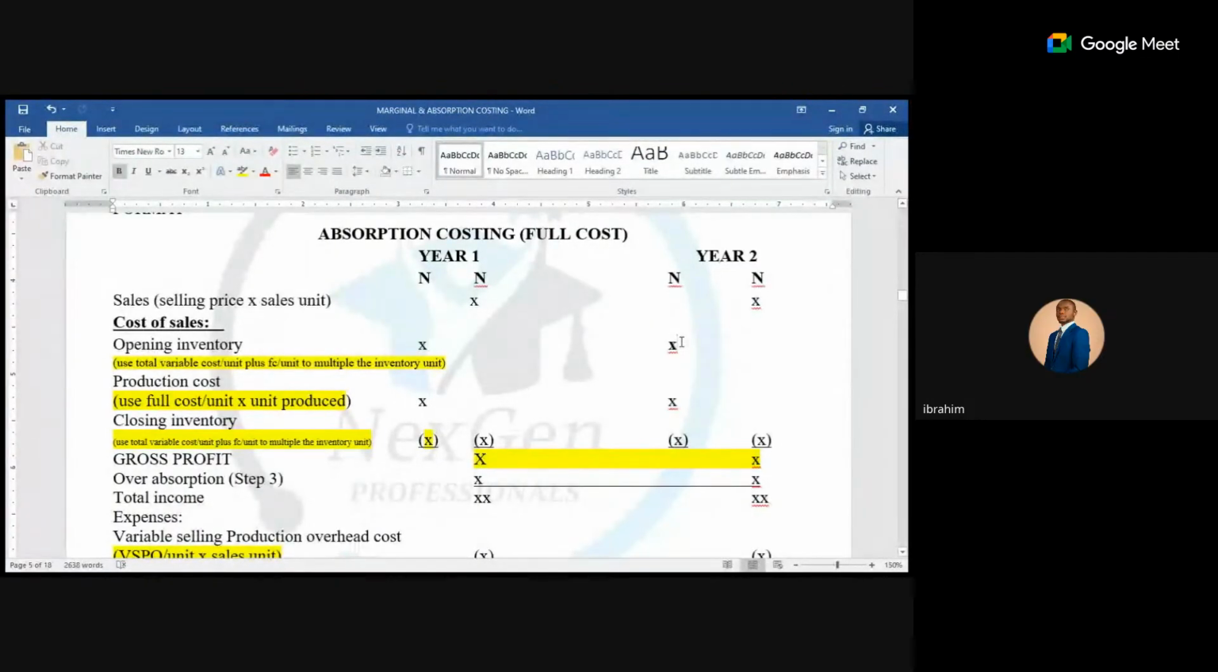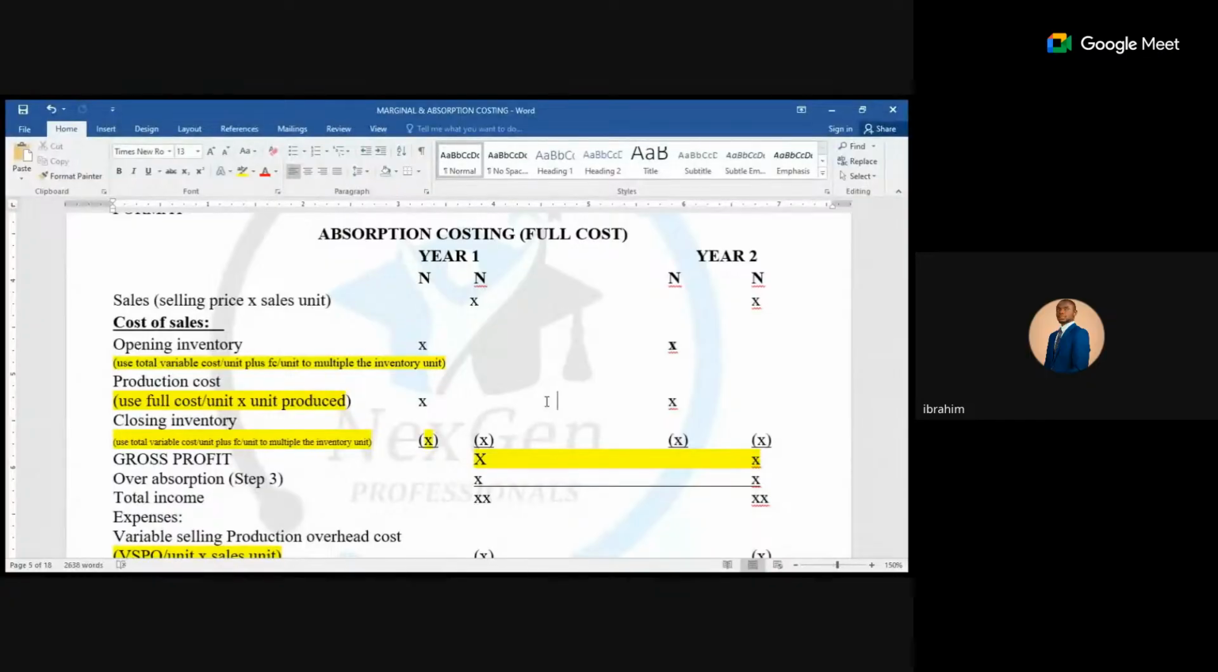Class, what will be your opening inventory? You should not forget what we did in our previous class under marginal costing. Just take your closing inventory of year 1. Your closing inventory of year 1 will be the opening inventory here. Just pick the value here, put it here. Then you do the same thing for production cost, use full cost. Is that not so? Now, what they produce in year 1 may be different from what they produce in year 2.